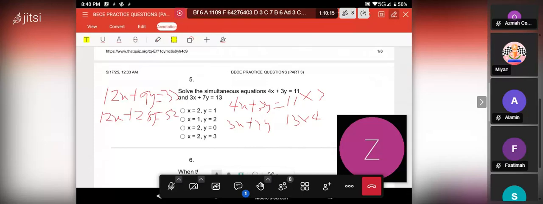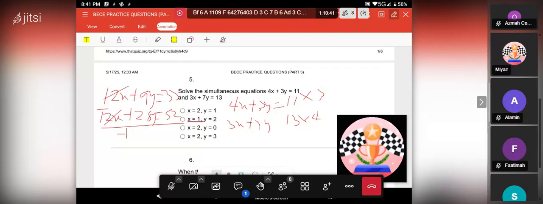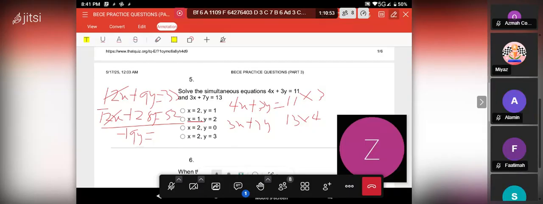So here it is easy to eliminate. We just put the minus sign there, right? Yes. So 12x minus 12x, they have eliminated each other. 9y minus 28y is minus 19y. Minus 19y is equal to 33 minus 52. Minus 19. So from there, y is equal to 1.